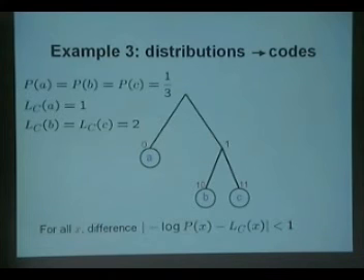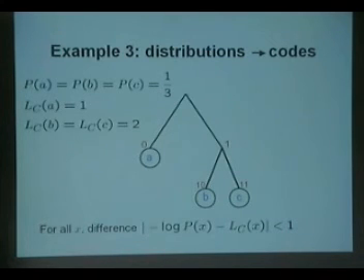However, I can use the same code I used before, where I code A as 0, B as 1, 0, and C as 1, 1. And then you can easily check that this will still hold. The code length is 2 or 1, depending on the outcome. So it's 2 for B and C and 1 for A. Minus log 1/3 is log 3. The difference is always smaller than 1. So the theorem does still hold.